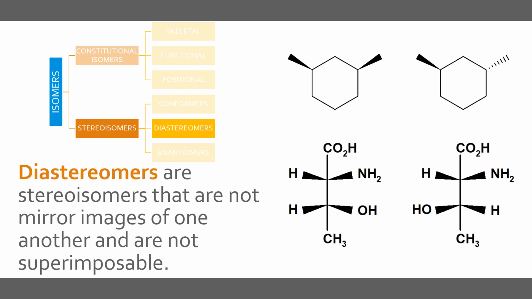We have different kinds of diastereomers, and some examples are already shown on your screen. Basically, if you have more than one chirality center, you can generate diastereomers that are non-superimposable, non-identical, and non-mirror images of one another.